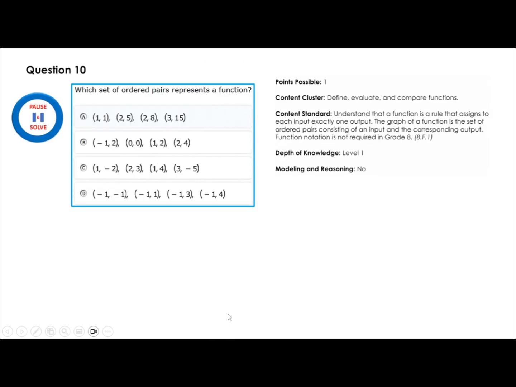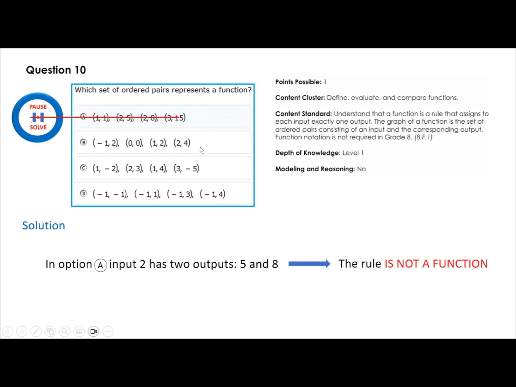Which set of ordered pairs represent a function? So we have four options here. We need to see which one represents a function. Now remember, a function means for every input there is only one output. So let's check option A. Option A, 1 has output 1, 2 has a 5, and 2 has an 8. So that's not a function, okay? So you cancel this.